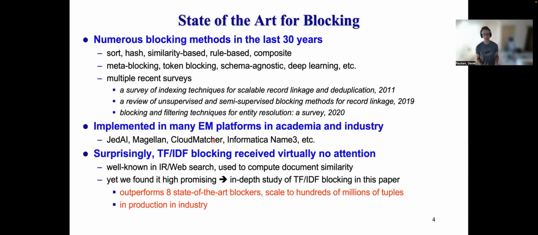Much to our surprise, though, TF-IDF blocking has received virtually no attention that we're aware of in recent literature. This is despite the fact that it's very well known in IR and web search for document similarity, and we also found it to be highly promising for our initial experiments. So in this paper, we want to do an in-depth study of blocking using TF-IDF to see how it would perform. And we were very shocked to find that we were able to outperform 8 state-of-the-art blockers and scale to hundreds of millions of tuples. And we've pushed our solution into production in industry.